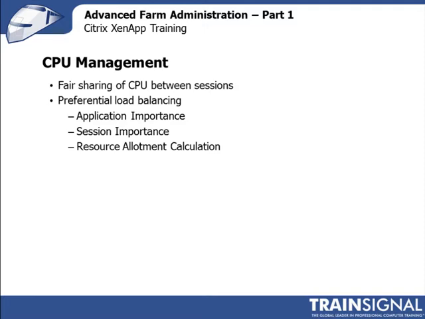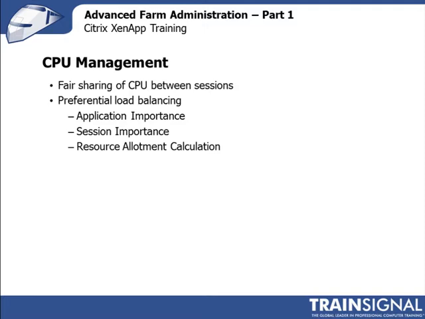So one of the things that you can do is implement what's known as fair sharing of CPU between sessions, which means that if 10 users are logging onto a XenApp server or 20 users are logging onto a XenApp server, one user can't consume 90% of the CPU while the others share the remainder. It will divide the CPU resources as equally as possible among the sessions that are connected to this particular XenApp server.